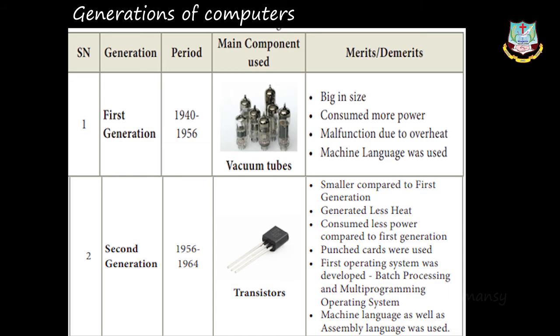Punched cards were used. Punched cards are like a stamp. Now we are using some seals, right? Like that, punched cards were used. The first operating system was developed here during the second generation, that is 1956 to 1964 only. Here, batch processing and multi-programming operating systems were used.